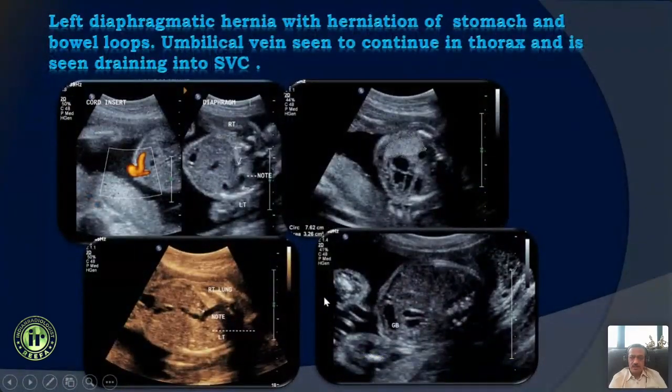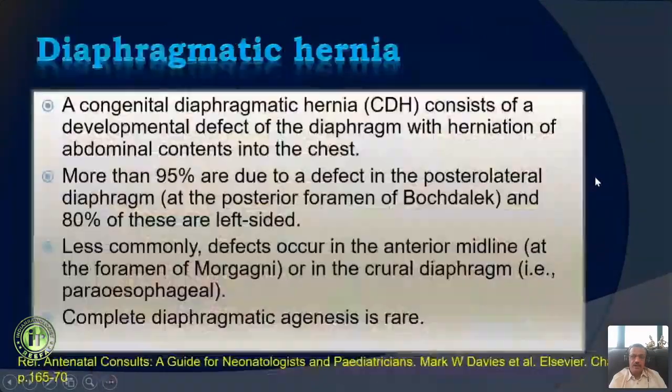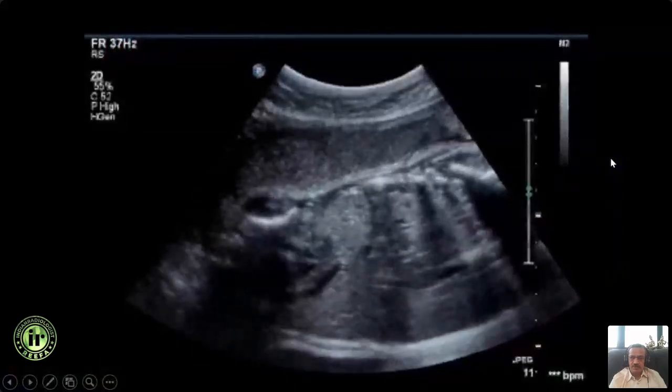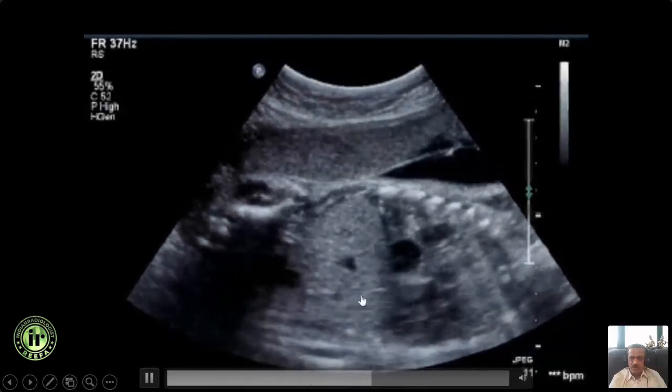Now, the contents of the diaphragmatic hernia are very important. Besides the stomach, whether the liver is up, whether the vessels of the liver are up. Here, for example, we can see that the umbilical vein was going up and right, draining into the superior vena cava. Here you can see that the bowel loops are herniating within the thorax. And of course, a very important prognostic point is the presence of contents, especially the liver, whether the entire liver or part of the left lobe is up. That's a very important message.